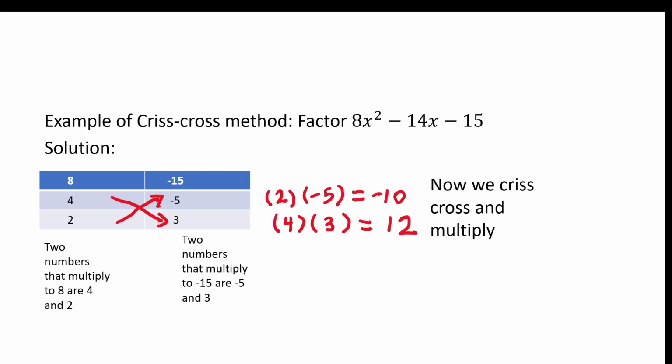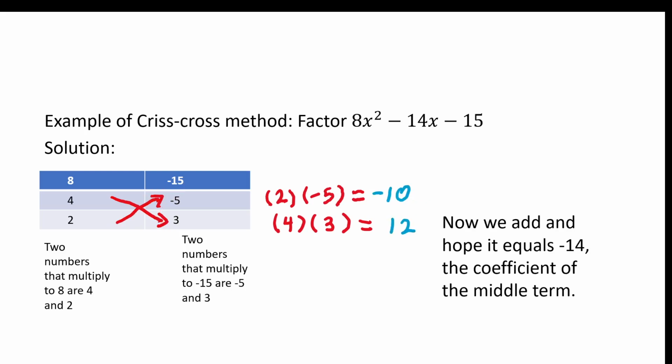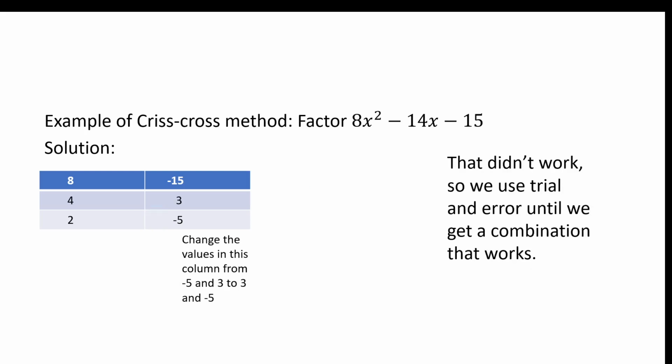What does that mean? Well, we multiply the 4 times the 3, as you see here, and when we do that, we get 12. And we multiply the 2 times the negative 5, as we see here, and when we do that, we get negative 10. And now what we do is we add those two numbers, negative 10 and 12, hoping it equals negative 14. Why negative 14? Because that's the coefficient of the middle term. Well, we see it doesn't work. It equals 2. So we didn't come up with the correct combination of numbers. So we simply try it again.